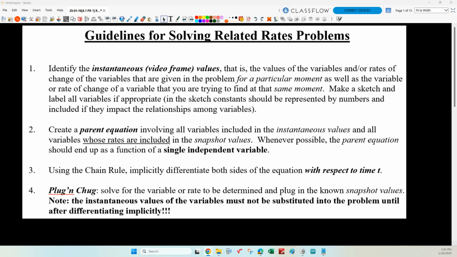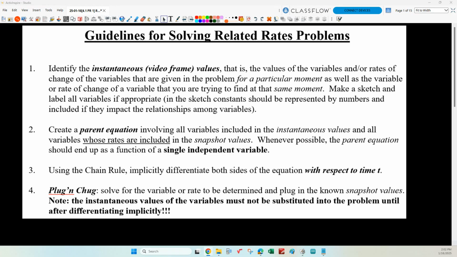What are the steps? The first step is where we identify the video frame values. We've got some specific frame in this video that the question is asking about, and we want to write down all the information we know about that one specific instant. It's going to include what we're given, what we're able to calculate in some cases, and what we're trying to find. And this is where we'd want to come up with a picture, if that's appropriate, that relates the variables, so we have some way to visually see how they're related.